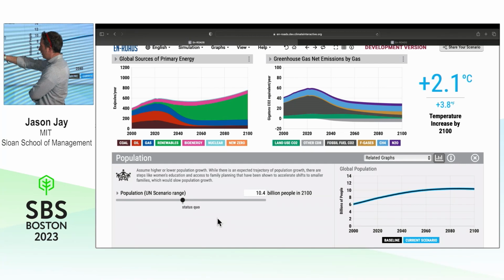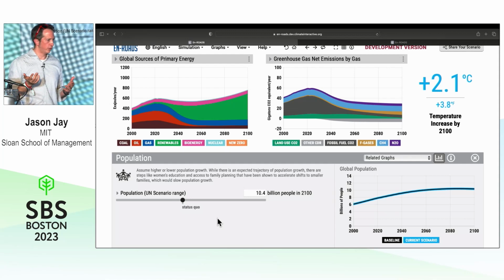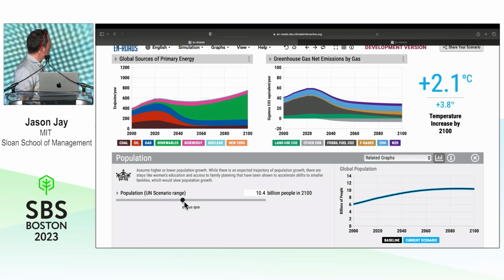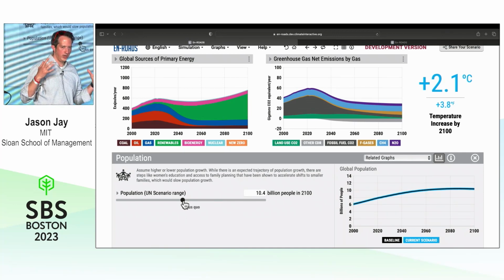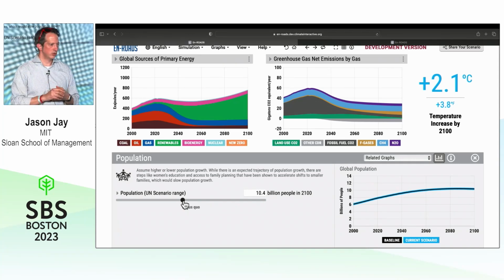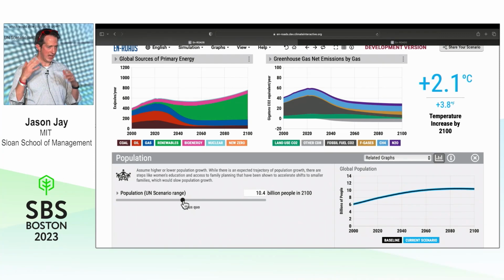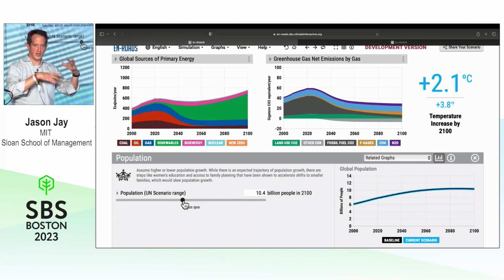So the baseline here is 10.4 billion people. That's the UN median population forecast. So when we pull this lever down, what we're doing is it's not a Thanos button. What are some ethical, appropriate ways, human positive ways that we can reduce population growth? Birth control, contraception, access to reproductive health. What else? What was that? Voluntary social movement, encourage people to have less kids.